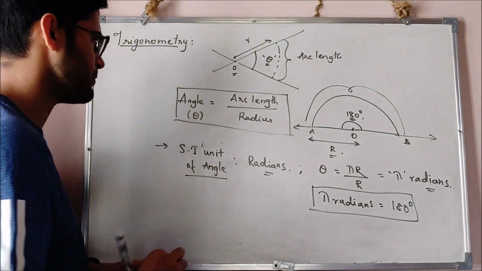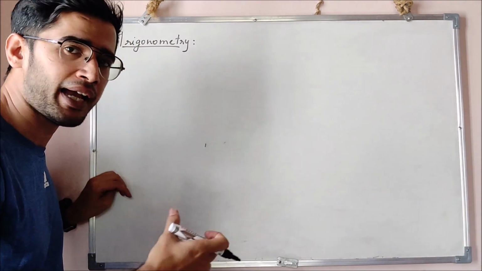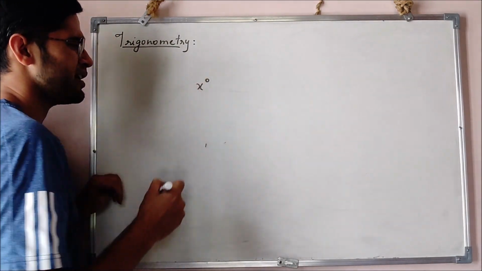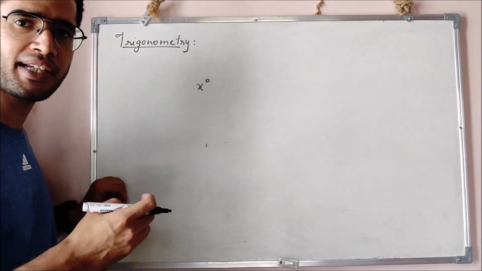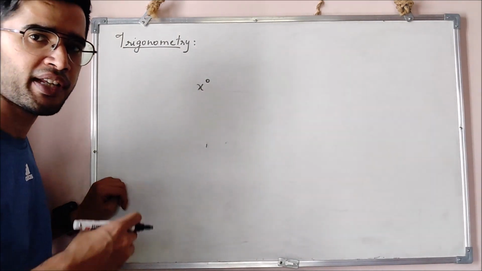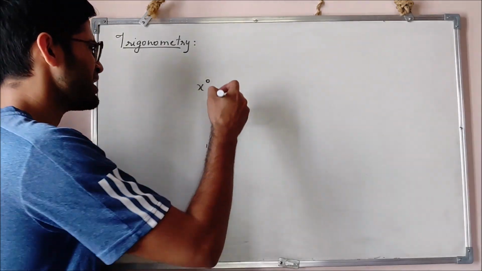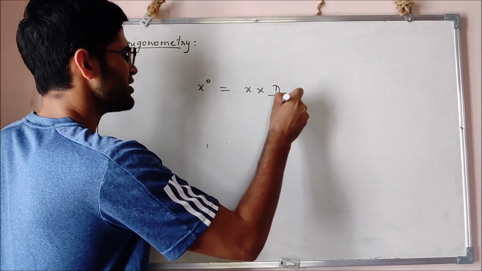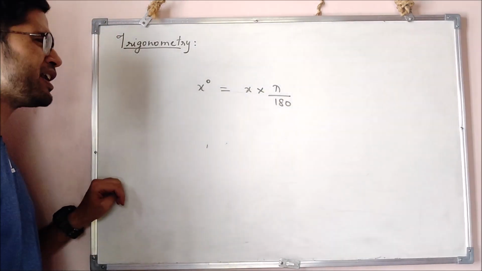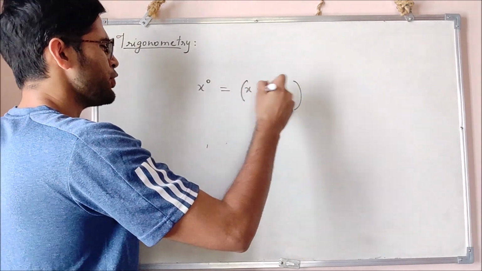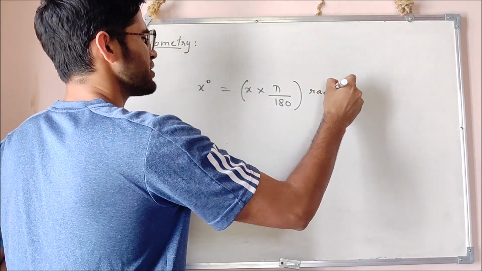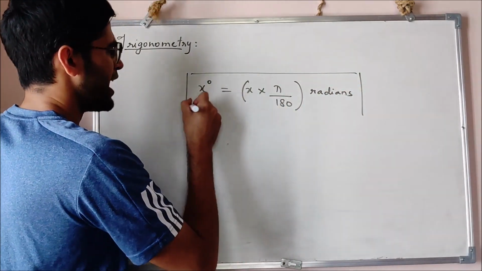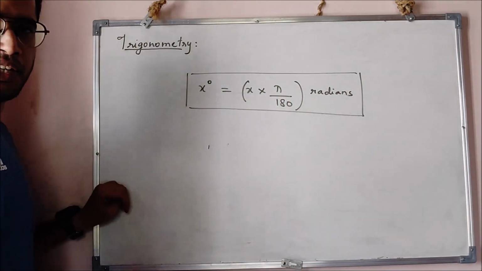So let me write down that formula. Your formula for converting any angle in degrees to any angle in radians will be: if you're given that an angle between two lines is x degrees, your x degrees can be converted into radians as multiply this x with pi by 180. When you multiply this x with pi by 180, you get the answer in radians, right? So this will be your formula for conversion of an angle in degrees to an angle in radians, right?